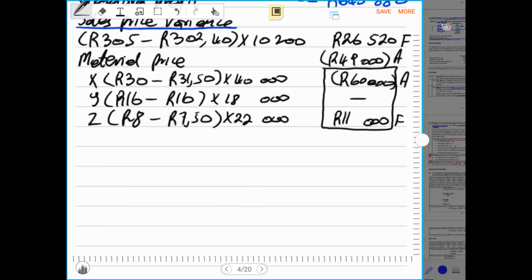So now we go to material yield variance. Material yield is made of material mix and material, or we go to material usage, not yield. Material usage is made of material mix and material yield.